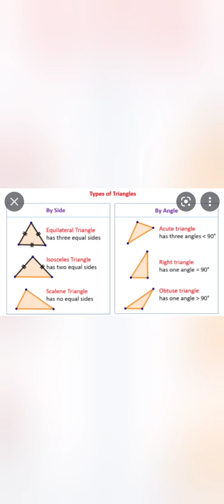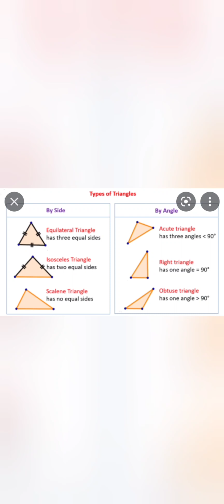So what do you mean by equilateral triangle? In the equilateral triangle, all three sides are equal. That type of triangle is called an equilateral triangle. In an isosceles triangle, two sides are equal and the other side is different. Suppose they give two sides as 2 centimeters and the third side as 3 centimeters. That type of triangle is called an isosceles triangle. Then the scalene triangle: all the sides are different. That type of triangle is called a scalene triangle.